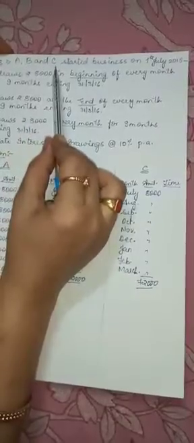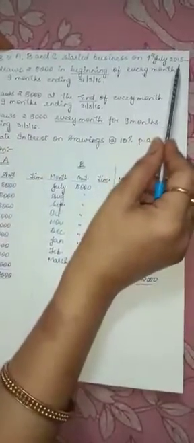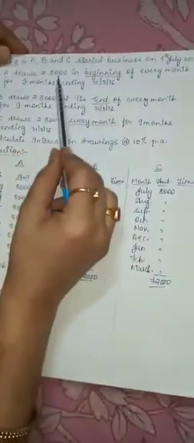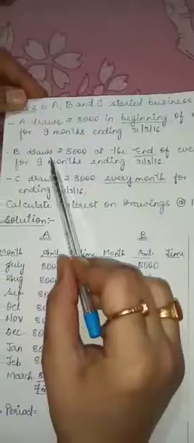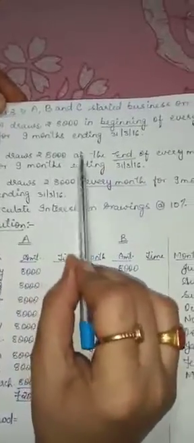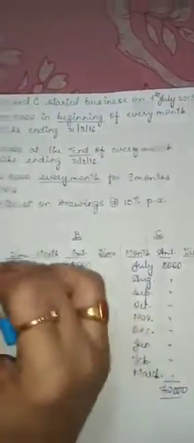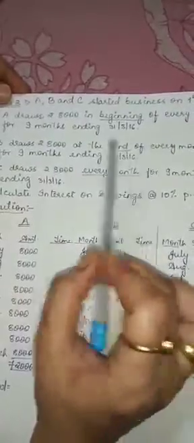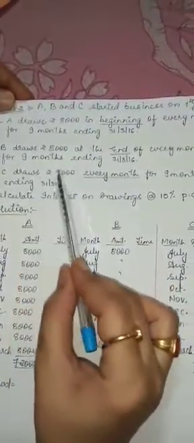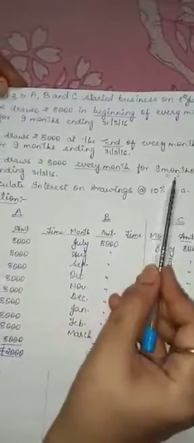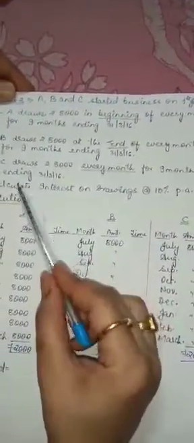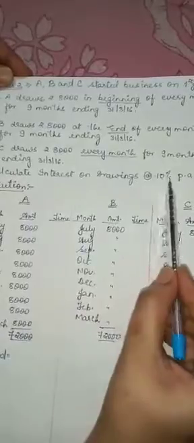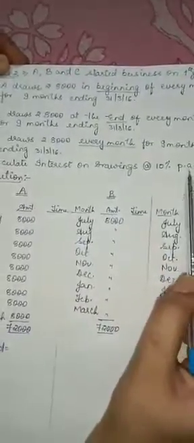A, B and C are partners and started business on 1st July 2015. A draws 8,000 in the beginning of every month for 9 months ending 31st March 2016. B draws rupees 8,000 at the end of every month for 9 months ending 31st March 2016. C draws 8,000 every month for 9 months ending 31st March 2016. Now we have to calculate interest on drawings at the rate of 10% per annum. Now let us start solving the question.